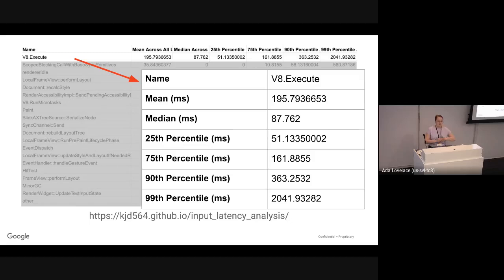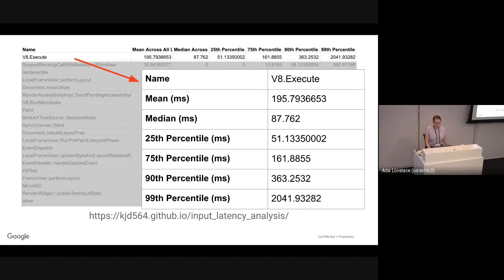V8.execute, which is our biggest contributor, script, runs in almost every single trace. So for gesture tap, I think that this was, if I remember correctly, about 20,000 latency events. So there's a pretty even spread at every percentile of how long V8.execute is running. So that is sort of expected.